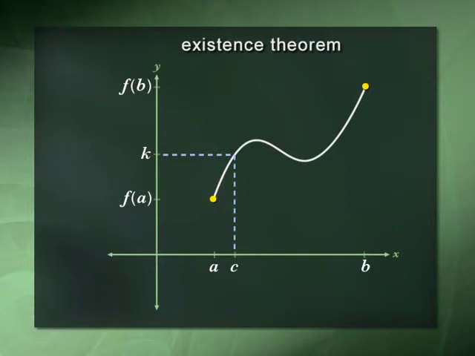This is an existence theorem. It doesn't tell you how to find c, but it says it exists. And in fact, there may be more than one value of c. In this picture, you see that there would be at least maybe two more values where f of c equals k.